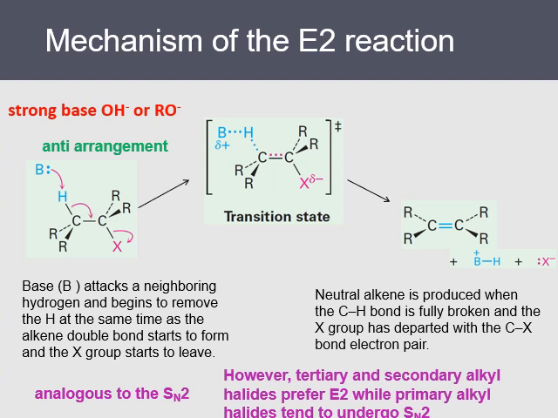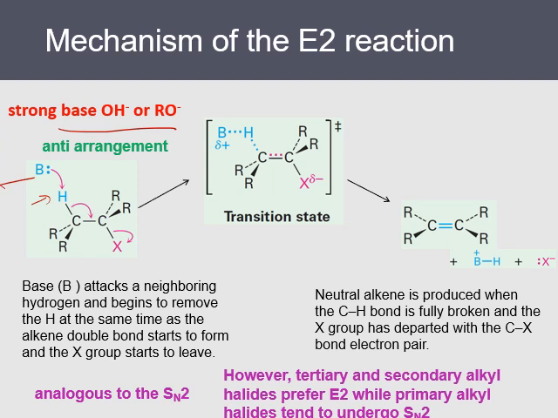Let's look at E2 elimination in more detail. So in E2 elimination, a strong base such as hydroxide or methoxide is needed. The strong base attacks hydrogen, the carbon-hydrogen bond breaks and goes to the carbon-carbon bond, and the carbon-halide bond breaks, all happening simultaneously through a transition state, and forms the product.